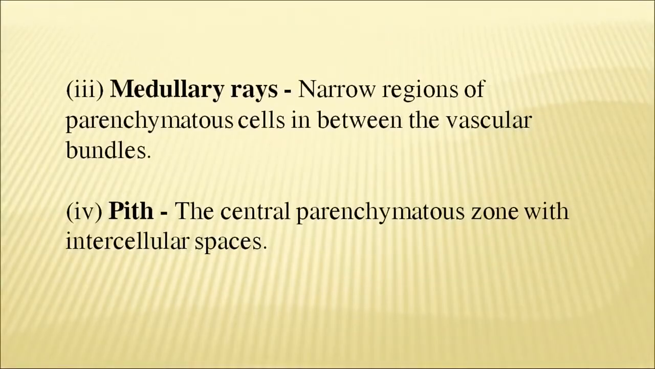Next, last is the pith. I showed you pith in the sample. So, the central parenchymatous zone with the intercellular spaces, they are loosely packed cells, they are not hard packed cells, right. So, now let us move to the monocot stems. You understand the difference between a dicot stem and a monocot stem.